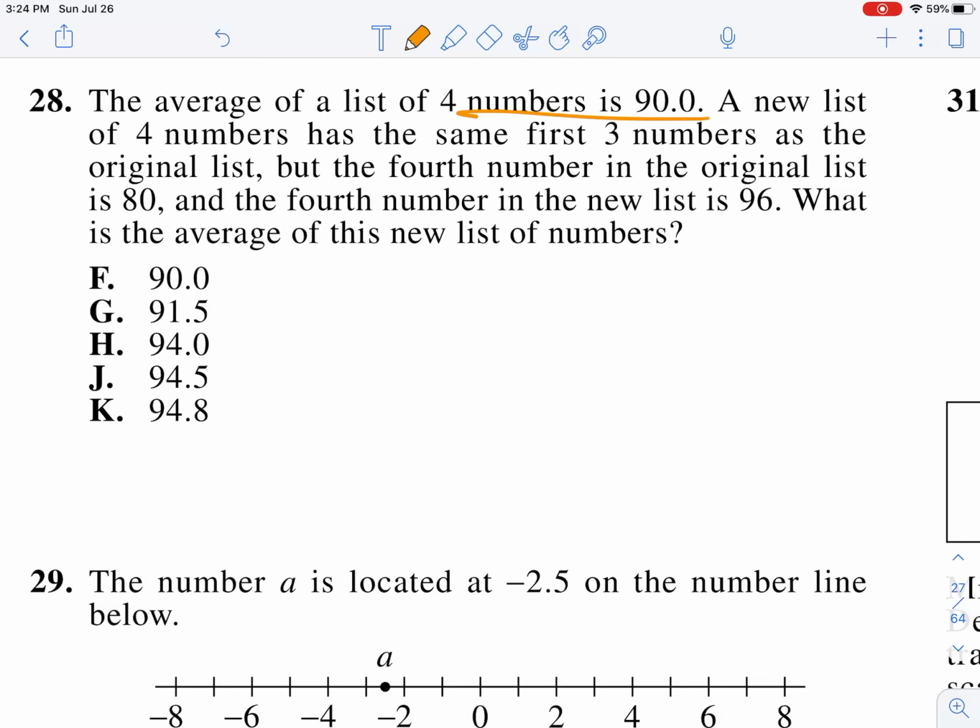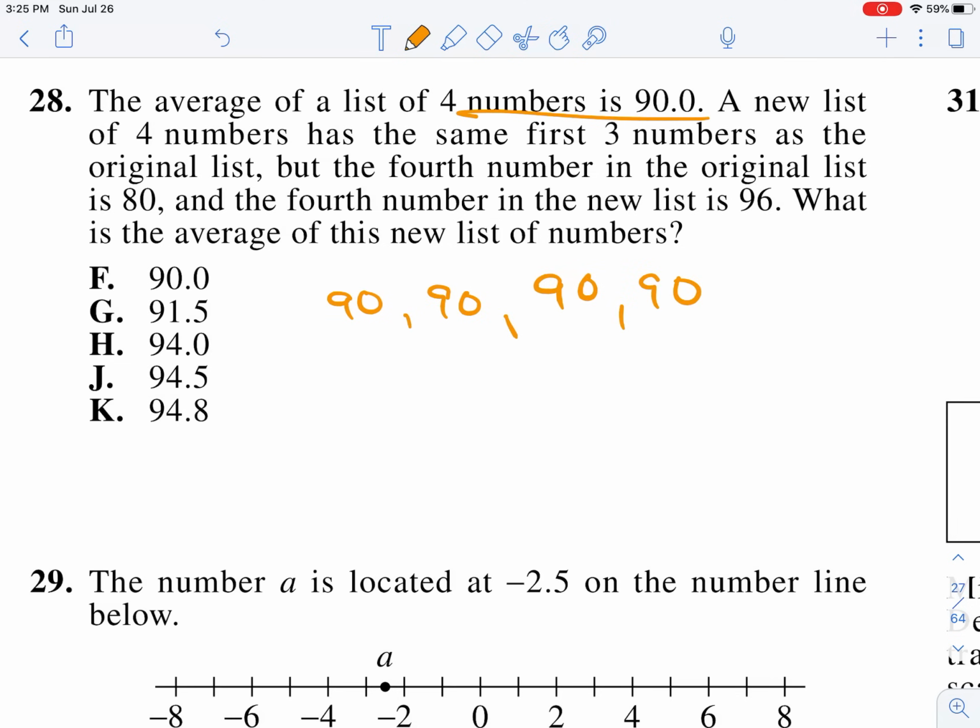So does it say that the two lists have the same average? Let me read through this again. So its average is 90. So we could assume, let's just try to write out some hypothetical version of the first list. Let's just say it was all 90s, and the average would in fact be 90, right?